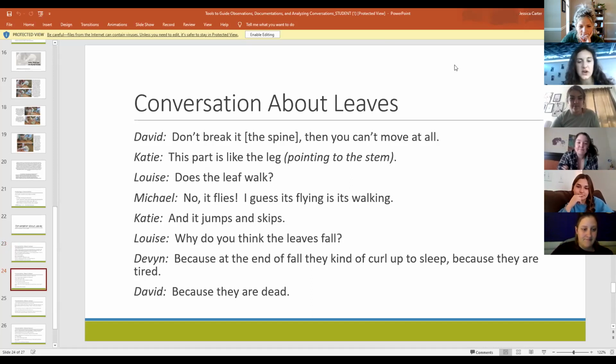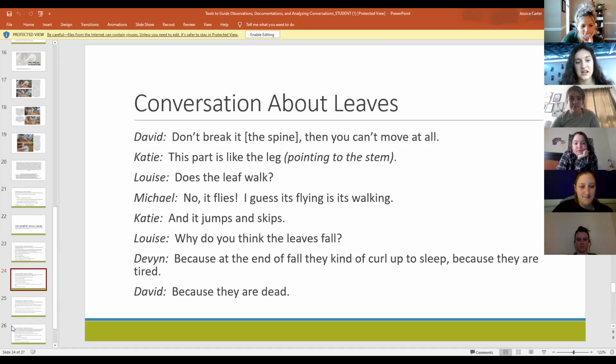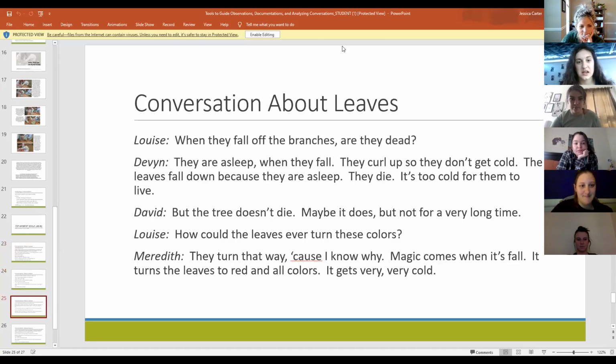Why do you think the leaves fall? Because at the end of fall, they kind of curl up to sleep because they are tired. Because they are dead. When they fall off the branches, are they dead? They are asleep when they fall. They curl up so they don't get cold. The leaves fall down because they are asleep. They die. It's too cold for them to live. But the tree doesn't die. Maybe it does, but not for a very long time.